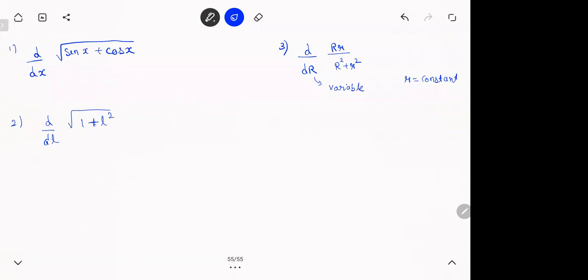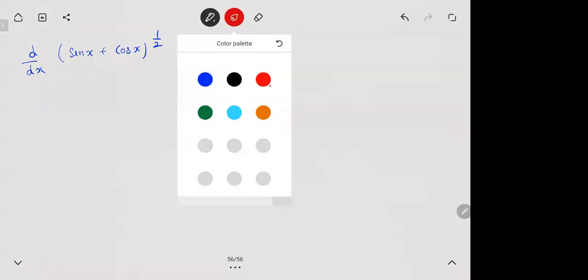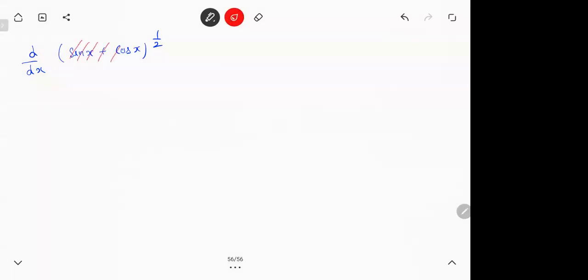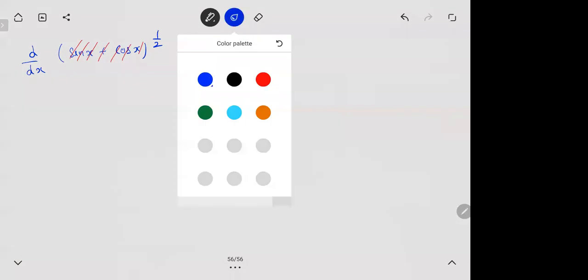How to do the first one? Let me show you. dy dx of sin x plus cos x whole power half. There is a meaning of a root, right? How is this thing looking like? Function का whole power half. Then something to the power of half, no? Or whatever is inside, I don't care, but it is something to the power of half.